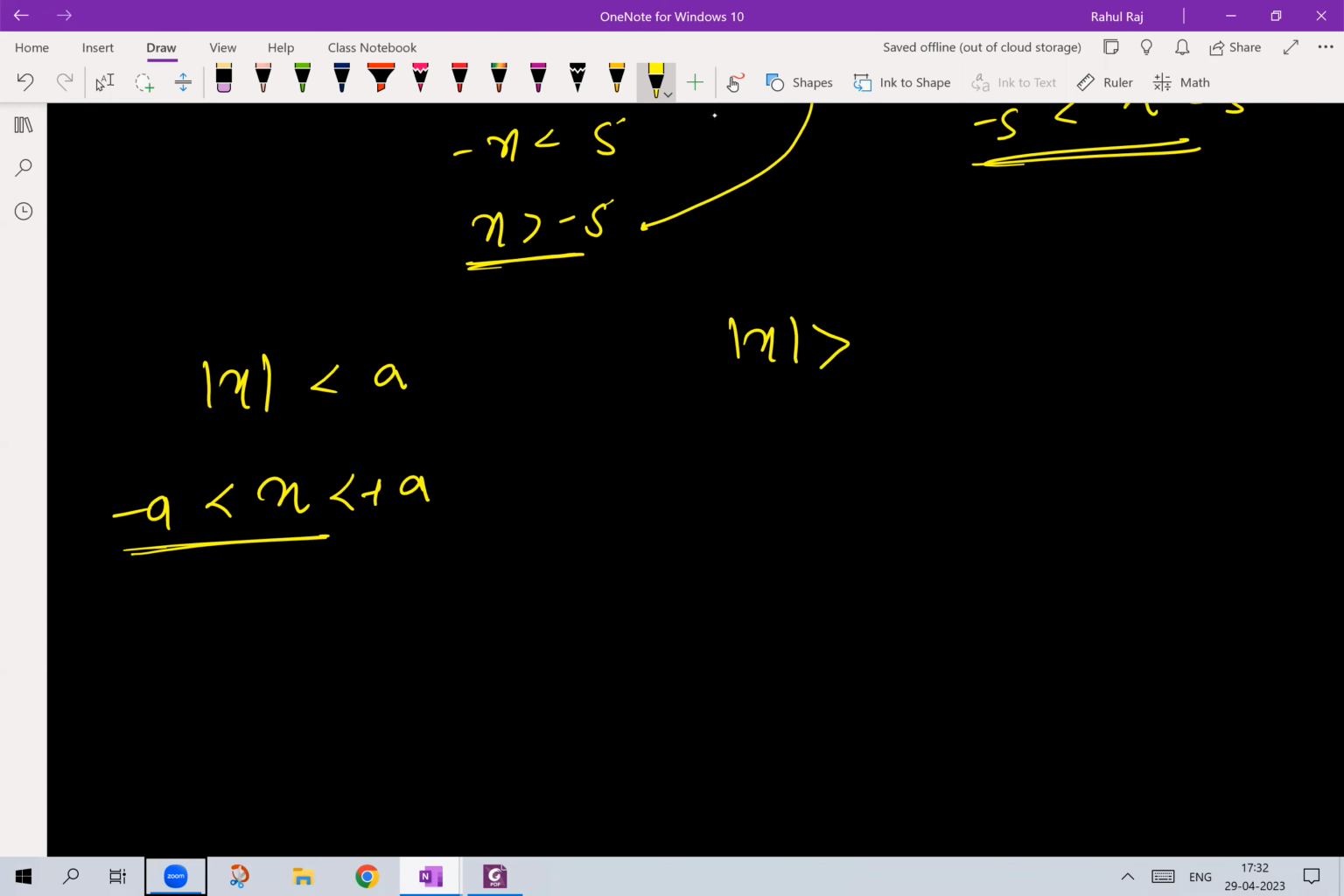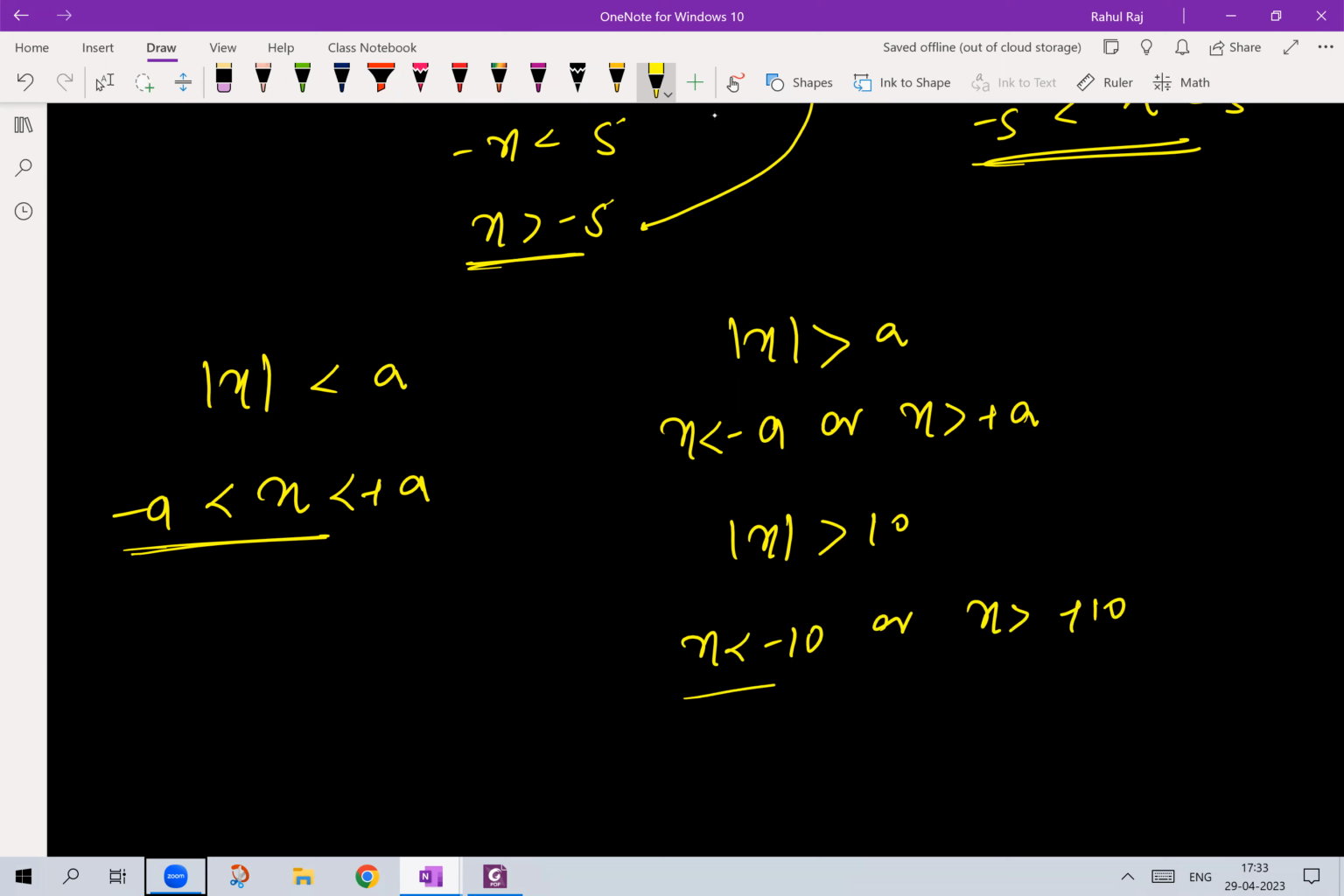If I say mod x greater than a, it means x lies outside of negative a and positive a. x is less than negative a or x is greater than positive a. Imagine if I say mod x greater than 10, it means x is less than negative 10 or x is greater than positive 10. And this is the solution of the equation. You put any value over here, you will see this equation satisfies.